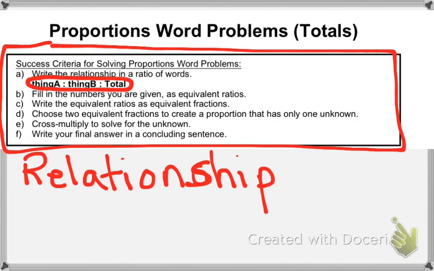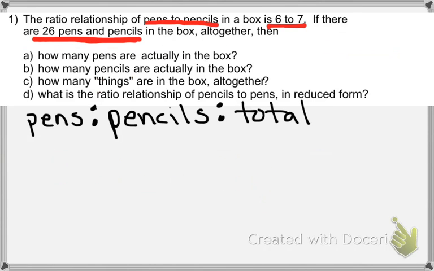Now, second, fill in the numbers you are given as equivalent ratios. So, the ratio relationship of pens to pencils is 6 to 7. So if there's 6 pens, there's going to be 7 pencils. And then how many things are there altogether? Well, 6 plus 7 is 13.